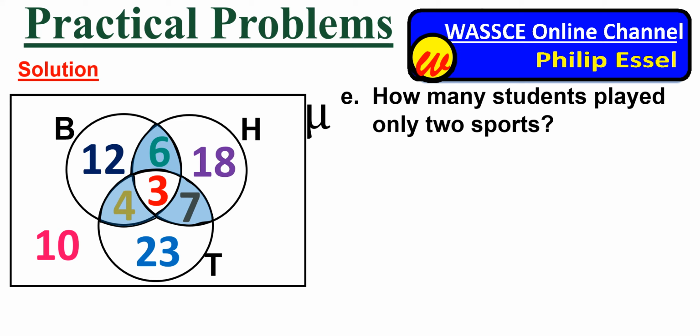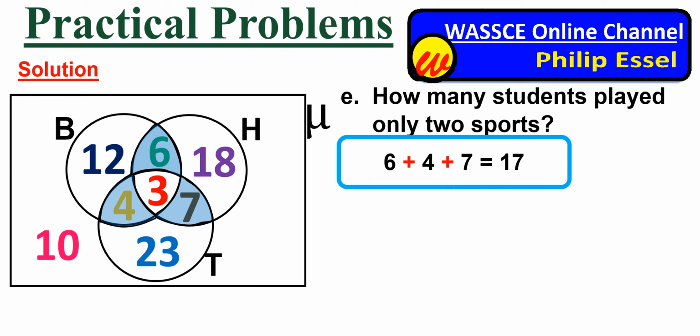So you would have to add them together to get the total number of students who play only 2 sports. So we have 6 plus 4 plus 7. When you do the simple arithmetic, you get 17. Therefore, 17 students played only 2 sports.